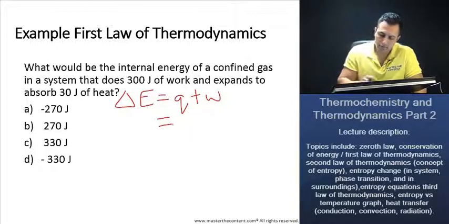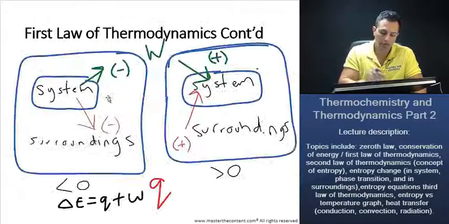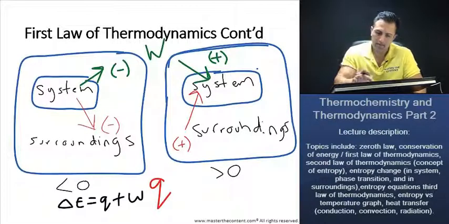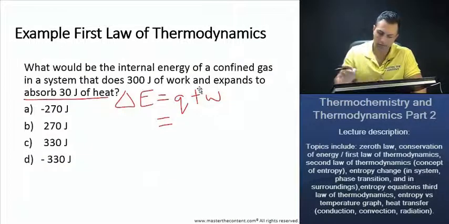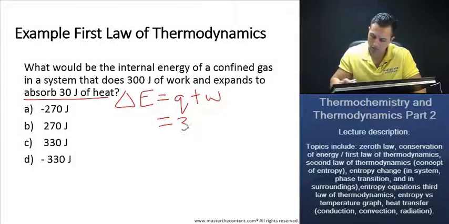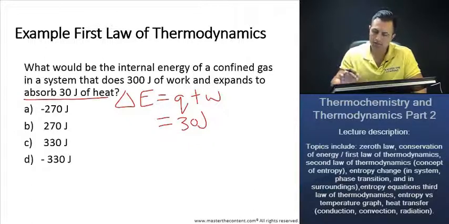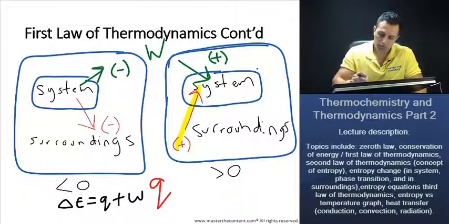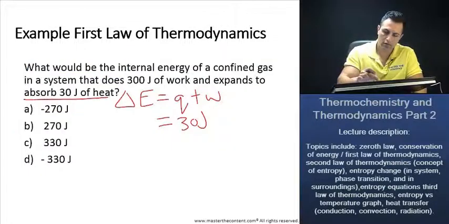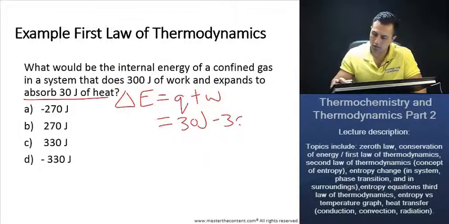Now let's take a look here. It's saying that our system is absorbing 30 joules of heat. If we take a look back at the slide, we said if the system absorbs heat, it's going to be positive. So we can write in positive 30 joules. Next, it says that the system does 300 joules of work. Going back to our slide, when the system does work, it's going to be negative. We can write in a value of negative 300 joules.